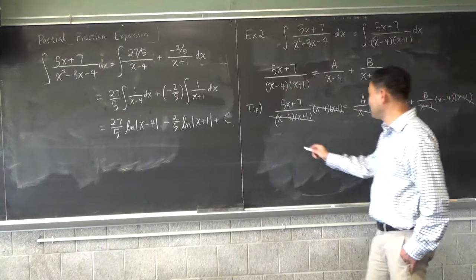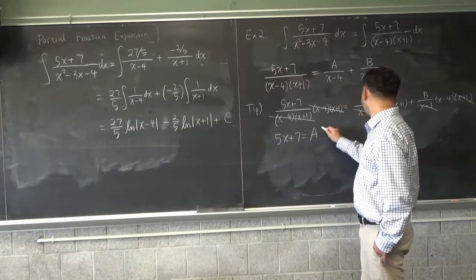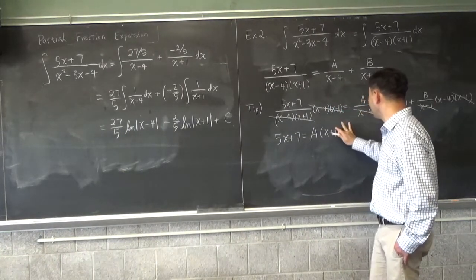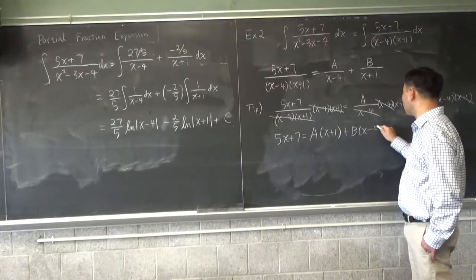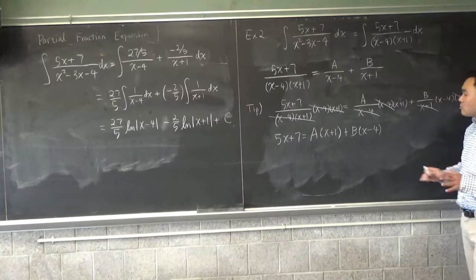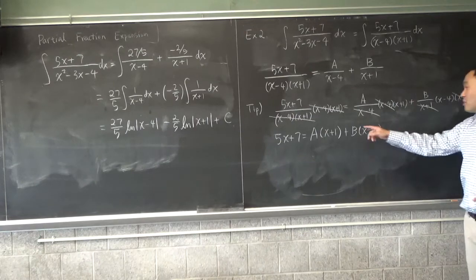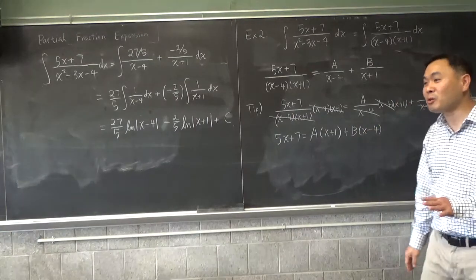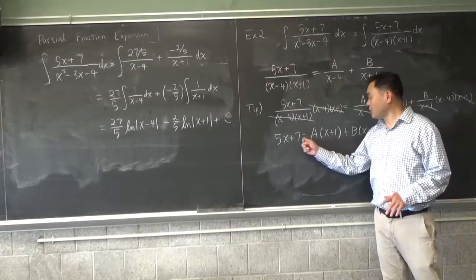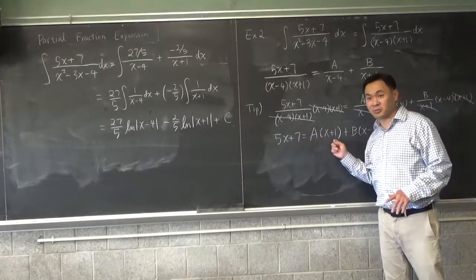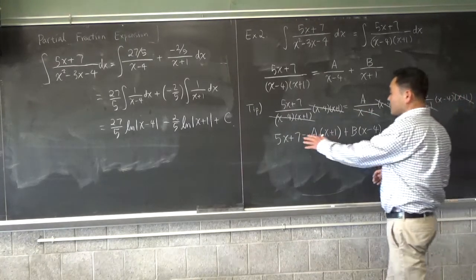So then you have 5x plus 7 equals A times x plus 1 plus B times x minus 4. Okay, at this point you will probably realize, well, we got this before, right? By comparing the top. However, we want to do something else here. This equality is an equality of functions. In other words, it's an identity.